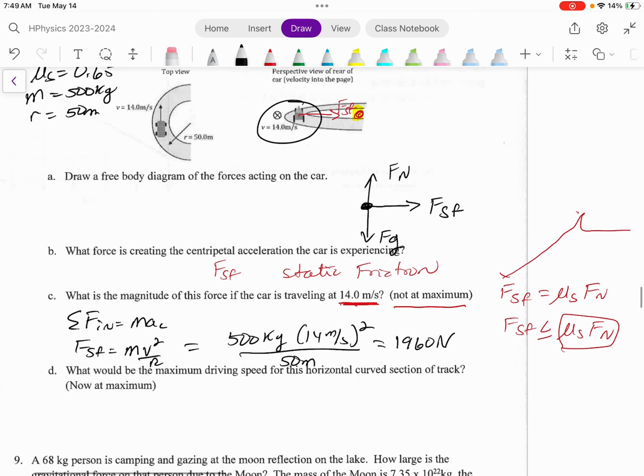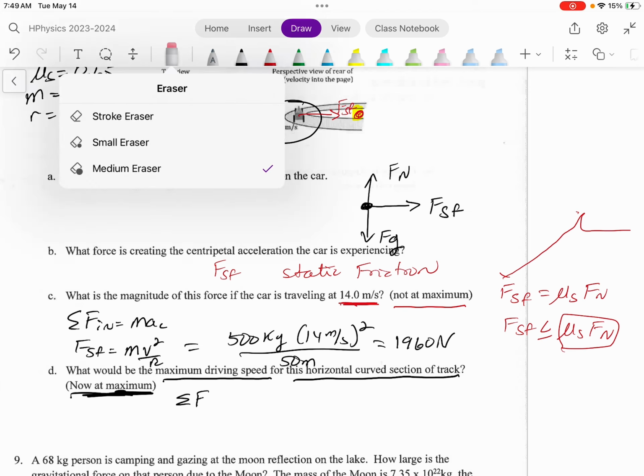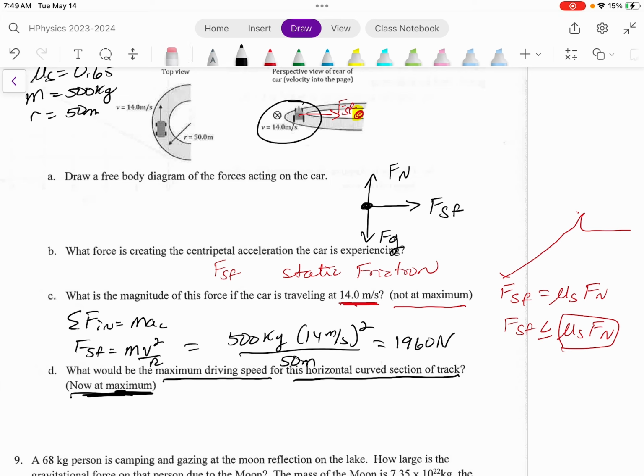Now, what would be the maximum driving speed for this horizontal curved track? Now we're at the maximum. Same problem. This time we are looking for the speed. So we're looking for the maximum force of static friction. We get to use the maximum force of static friction. So we want the force of static friction max is equal to the mass times the maximum velocity squared over r. Now I can use the definition of the force of static friction since I know everything.